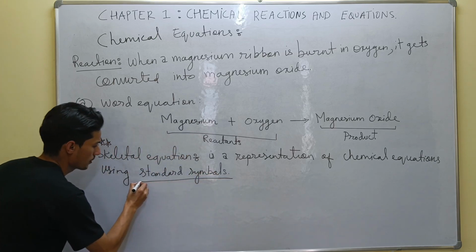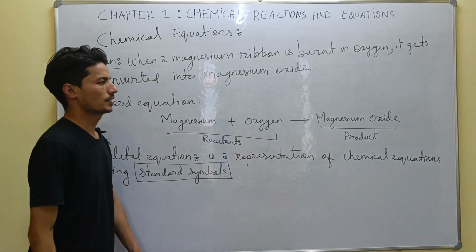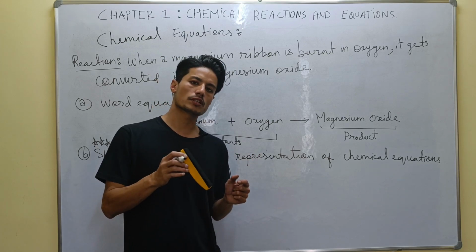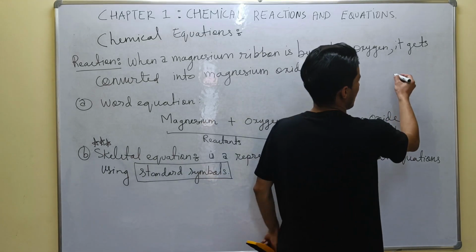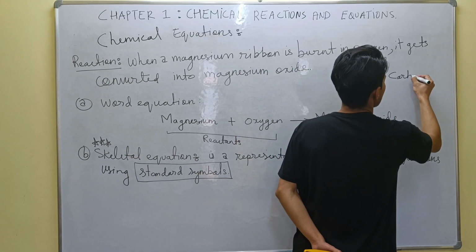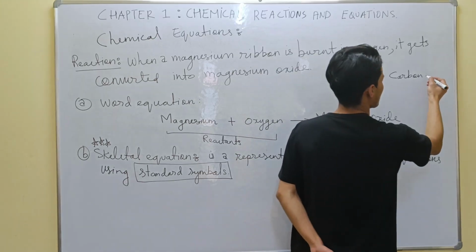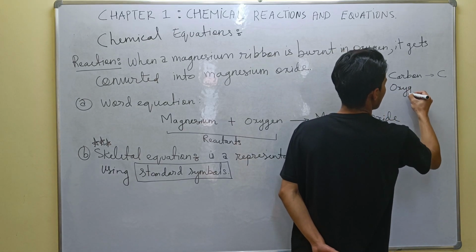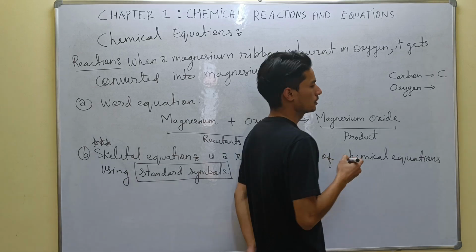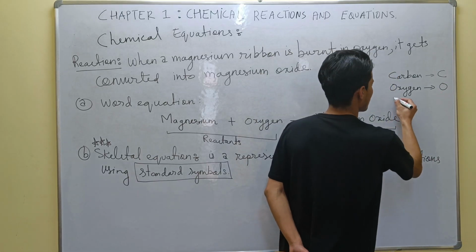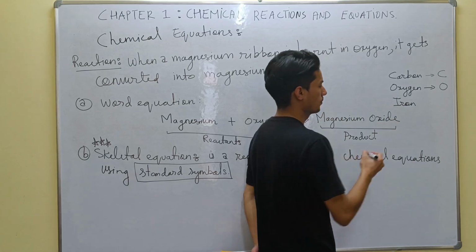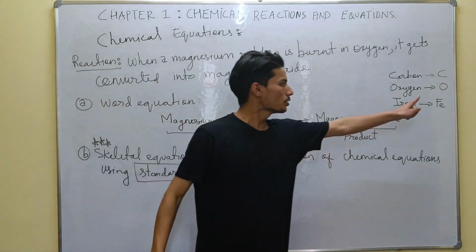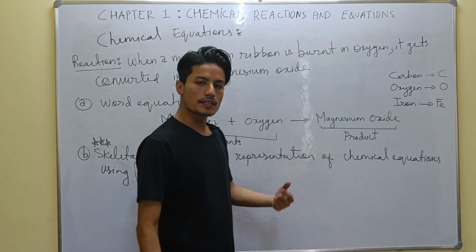Now, what do you mean by standard symbols? You need to know the names of the elements, and at the same time you need to know the symbols of the elements. For example, carbon is an element, and this is how we write carbon, but carbon also has a symbol, written as capital C. Then we have oxygen. Oxygen is the name of the element, but oxygen has a symbol O. Iron is the name of an element, but iron has a symbol capital F, small letter e. So in skeletal equation, you need to know the symbols of the elements. Then it becomes much easier.